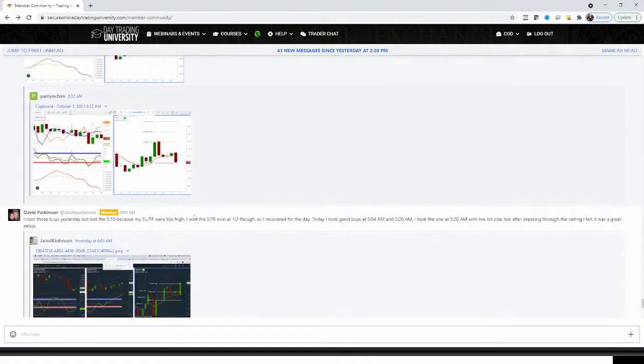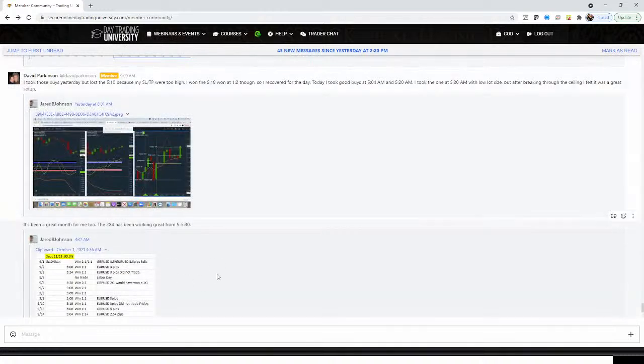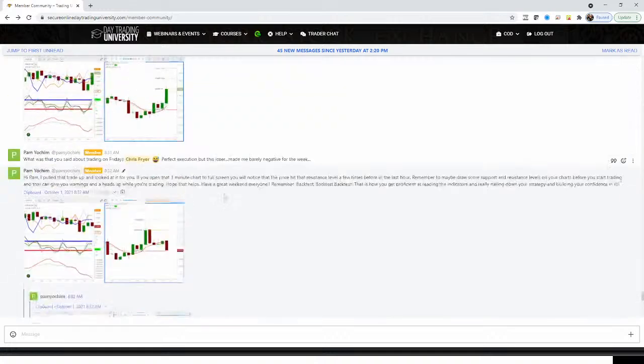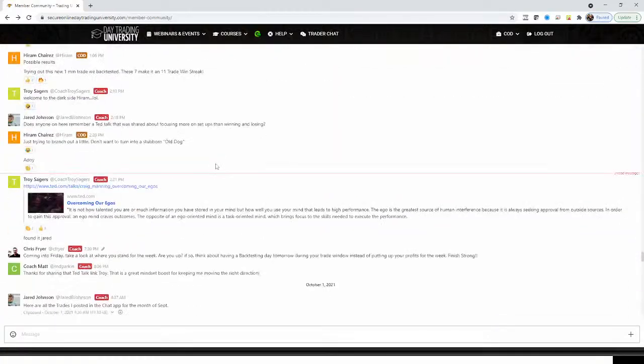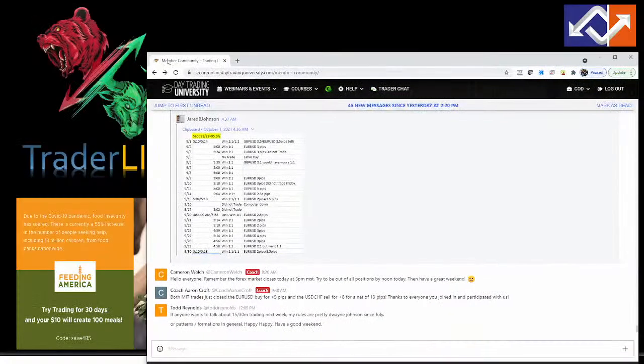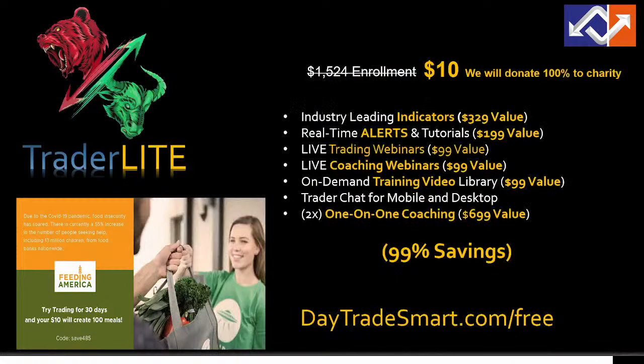So you can see they're throwing around trades, they're engaging with each other, everyone's helping each other out. Awesome. We just launched this, and it's already catching fire. We got people chatting in this thing all day already. So awesome stuff. You're going to have access to that, right?